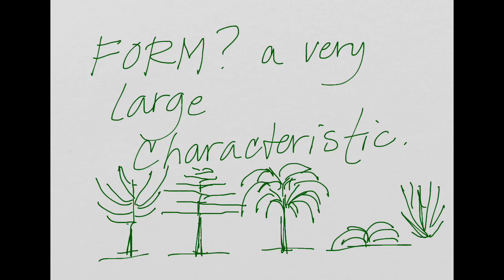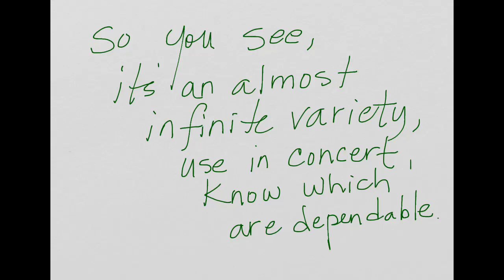So we'll take a look at each particular plant that we are introducing in the class, and take a look at the overall form and see how consistent that is, and see if it can help you with your plant identification. So you see, among all of these different plant identification characteristics, it's really almost an infinite variety by the time you mix and match different characteristics on different plants. So you really need to use them in concert.